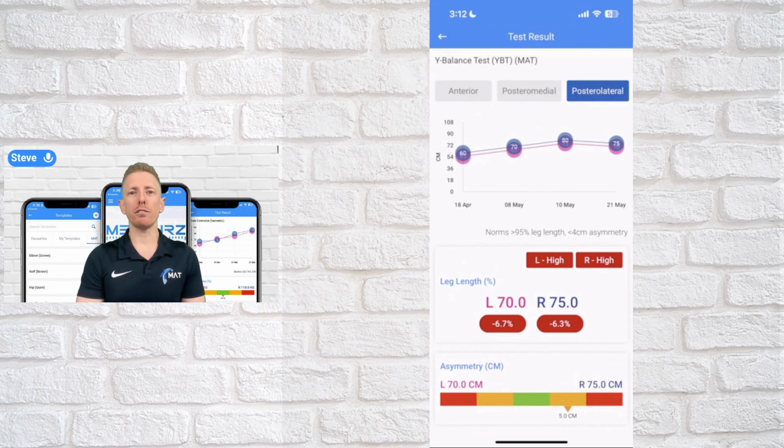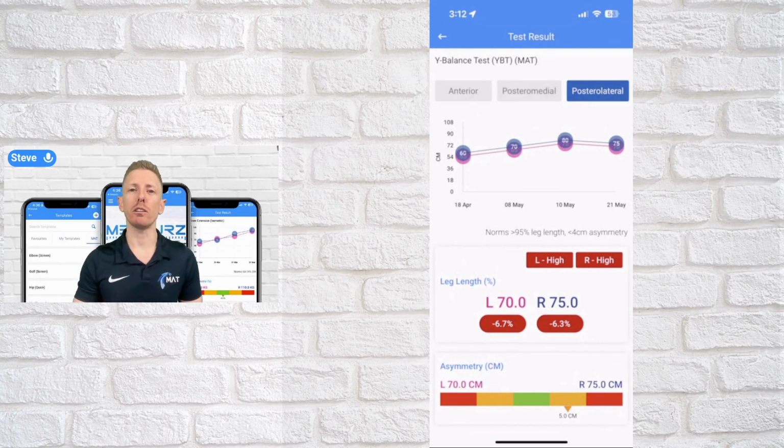So how the normative or reference data is displayed in the app is often in little tiles or indicators. You can see in the leg length percentage box there, we've got the left being high and the right being high. So this is saying the left leg potentially has a high need of an intervention, because the risk is a little bit higher than normal compared to what we see in the normative data. And then obviously the right falls into the same category.